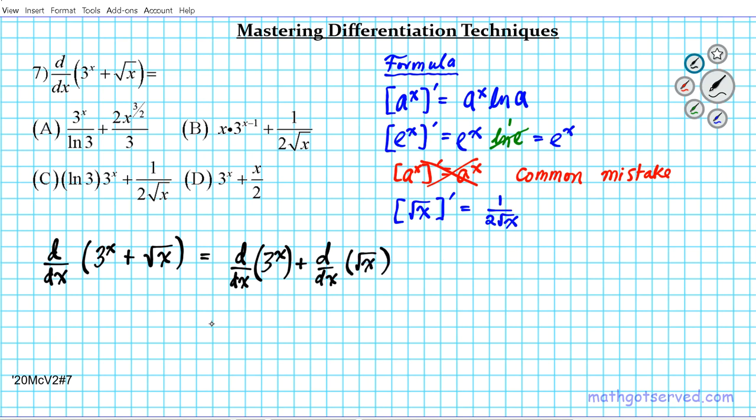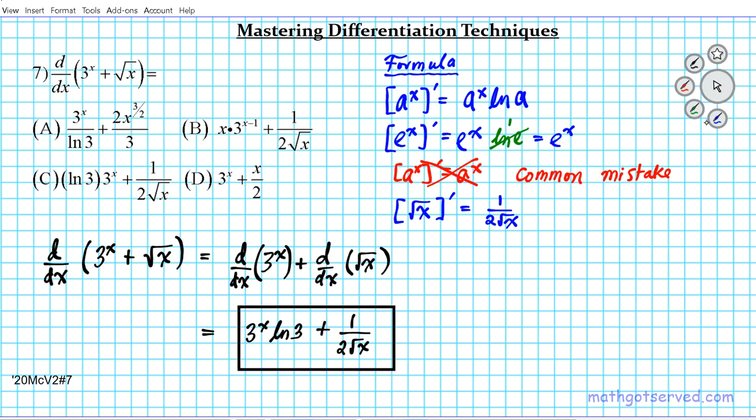Okay. And what's the derivative of 3 to the x? It's 3 to the x times the natural logarithm of the base, which is 3. 3 to the x ln 3. And then you add on the derivative of root x, which is 1 over 2 root x. Okay, so that is the answer to question number 7. And let's see what the answer is. Answer to question number 7 is option letter C.